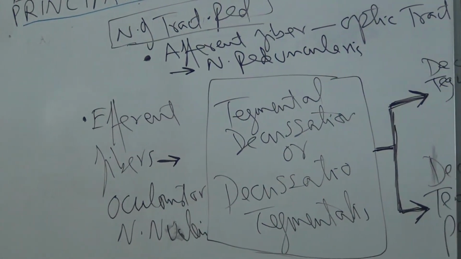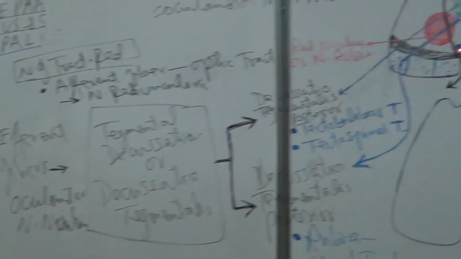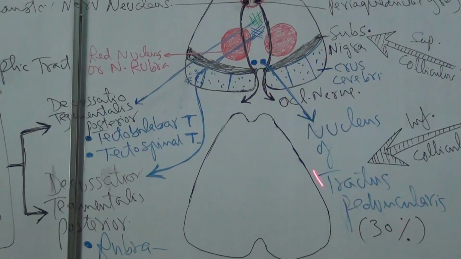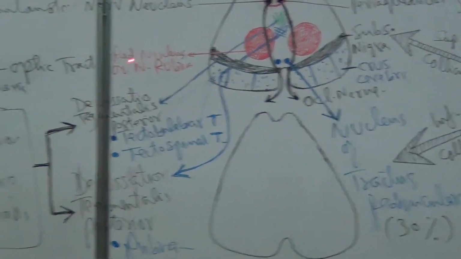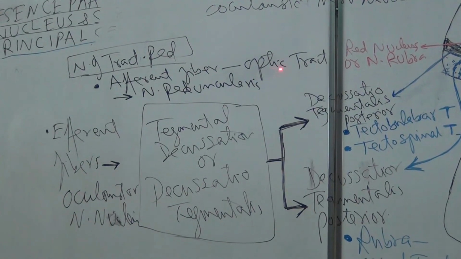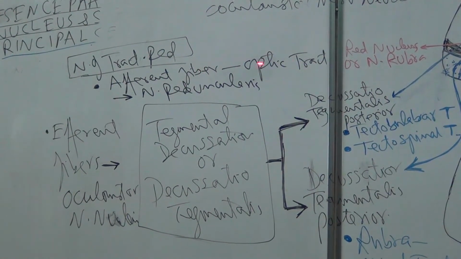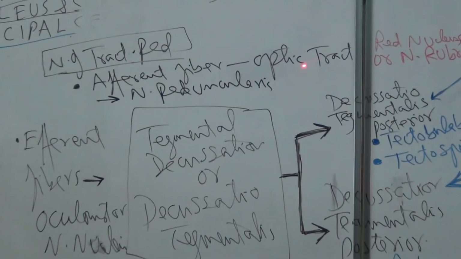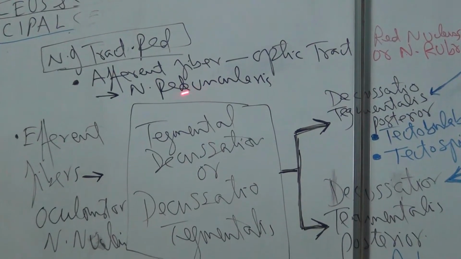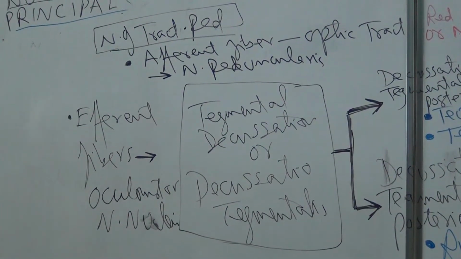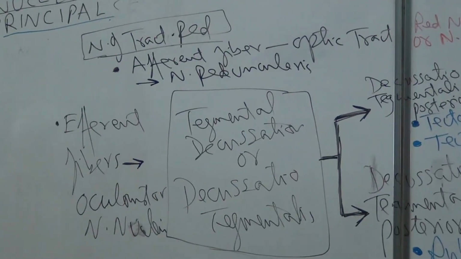What are the connections of this nucleus of the tractus peduncularis, which is present only in 30% of individuals? It is connected with the optic tract, through which its afferent fibers arise. These afferent fibers originating from the optic tract relay on the nucleus of the tractus peduncularis, and from this nucleus, efferent fibers arise, and these fibers then relay in the oculomotor nerve nuclei.